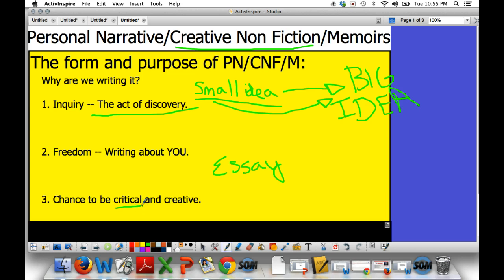So it's kind of combining an essay and a short story to create its own genre because of that. It's a personal narrative, creative nonfiction. Nonfiction, remember, means real, but it's also creative, and so it's a story about you, and it's a chance for you to use your creativity.